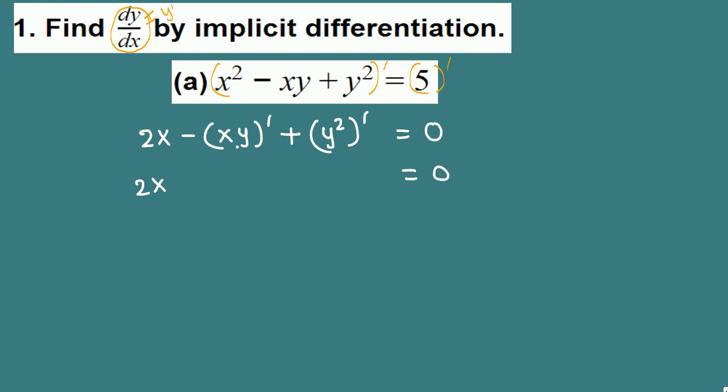This is 2x. Here we got a product of two functions because y is also a function of x, so we need to use product rule here. Okay, derivative of product. So minus, and I'm going to put parentheses around due to this negative sign. Using product rule, derivative of first factor 1 times y plus derivative of second factor, derivative of y, just y prime. Y prime is what we are looking for, times the first factor x. Okay, this is coming from the derivative of xy using product rule, plus derivative of y square.